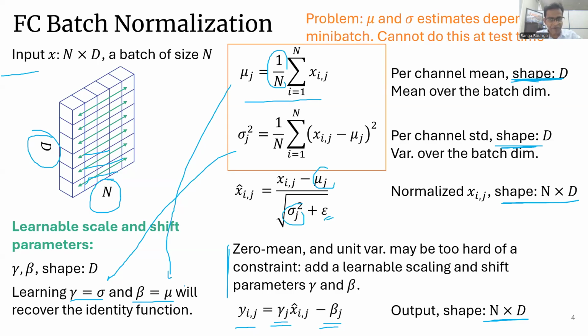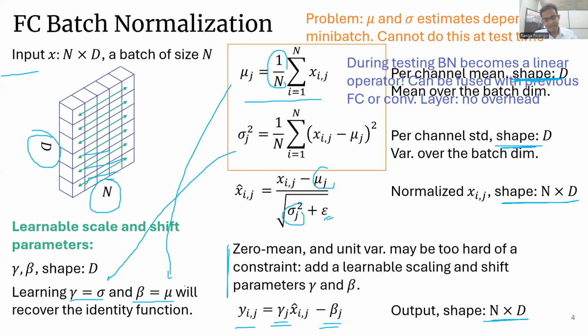But the problem is the mu and sigma estimates depend on the mini batch. So we can do it only for a batch. But this mini batch is not there at testing time. In the LeNet also, we took 64 images at a time, as you remember, right? But at testing time, do you have those 64 images? We don't. As a result, we cannot do this calculation at test time. So the only way is to compute this mu and sigma during training time and keep those values. So during testing, batch normalization becomes a linear operator.